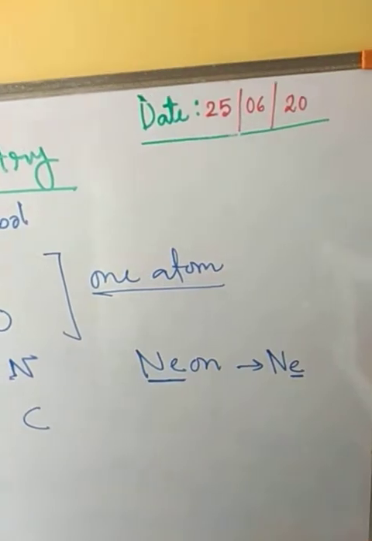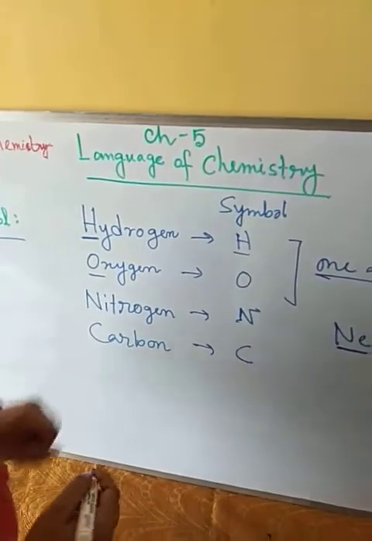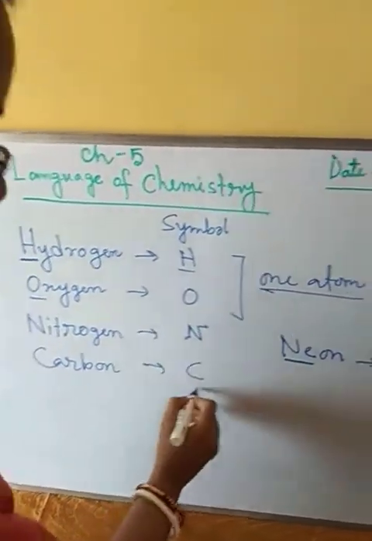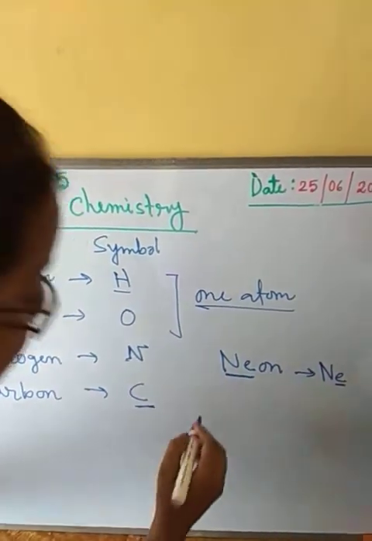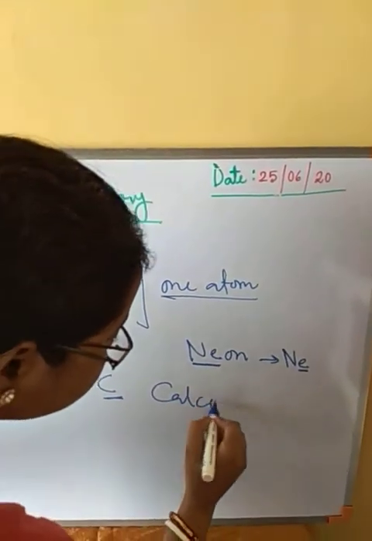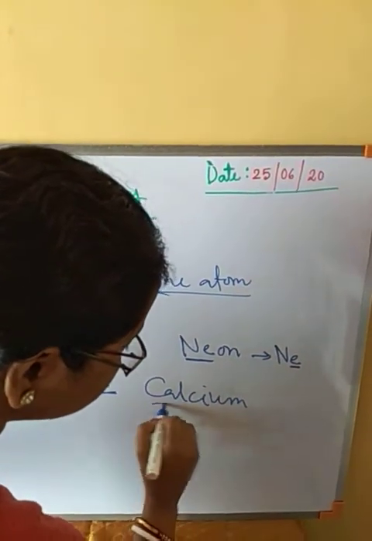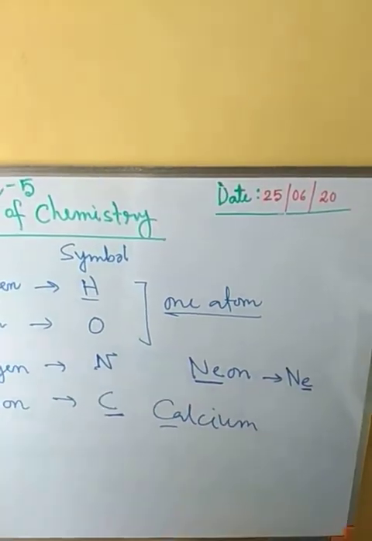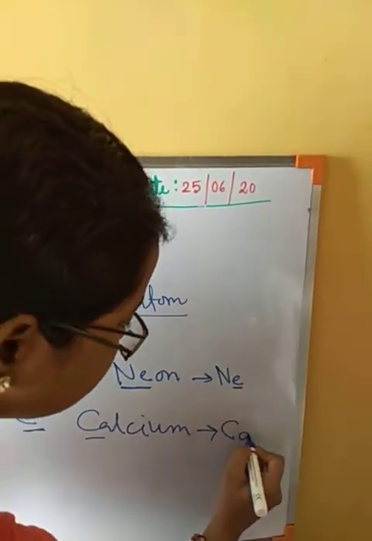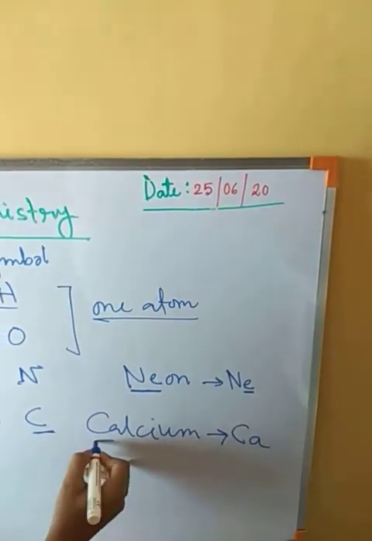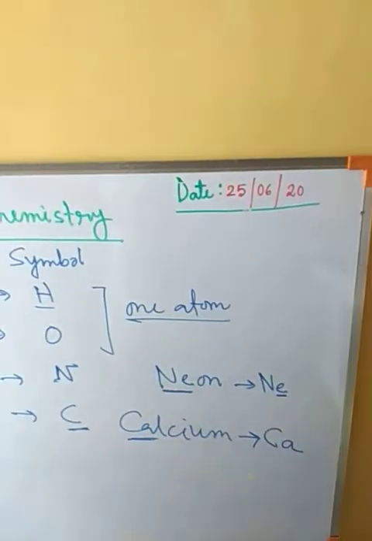Okay, next, for carbon we have already taken the symbol C. And we have calcium, which starts with C, like carbon. So here for calcium we will be taking the first two letters, Ca, as the symbol.